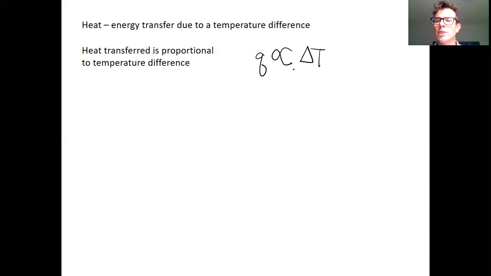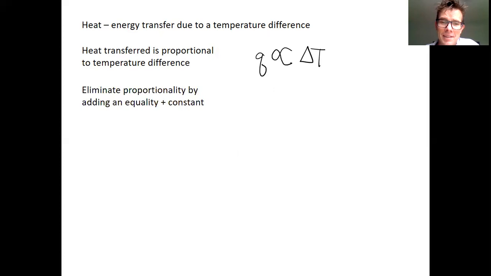Pretty intuitive idea. Mathematically, we write that like this. This is a proportionality symbol. I don't know if you've seen that before, hopefully. I also hope that in your physics class you learned how to get rid of proportionalities. And the way you get rid of proportionalities is by inserting an equality and a constant. So I can write an equivalent statement which looks like this. Q equals C delta T, where this C is just some unnamed constant at this point.